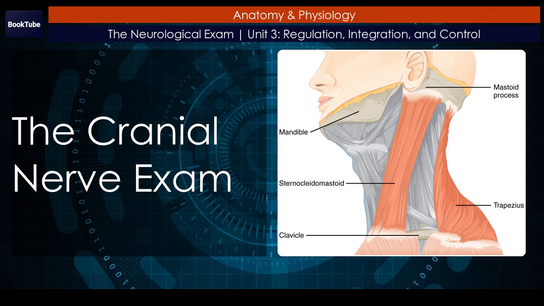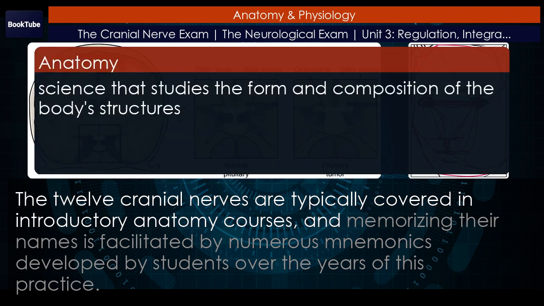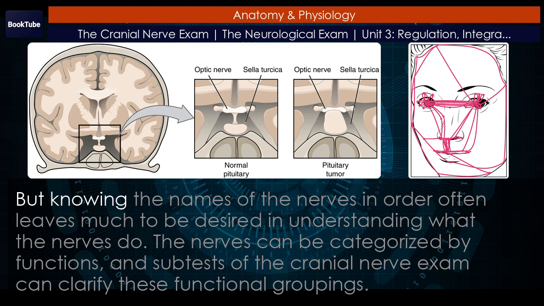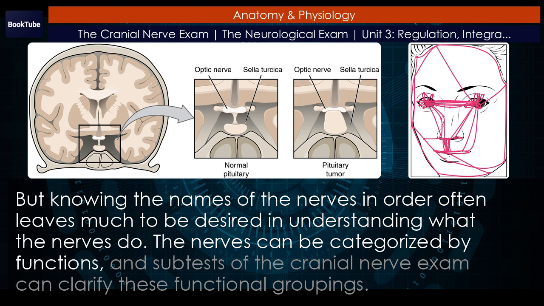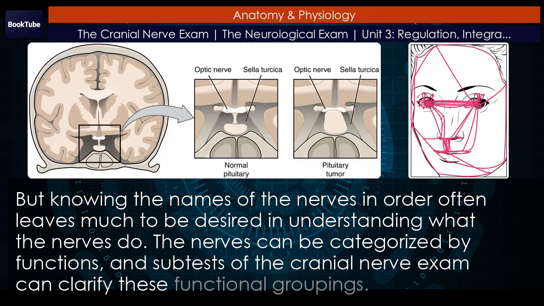The cranial nerve exam. The 12 cranial nerves are typically covered in introductory anatomy courses, and memorizing their names is facilitated by numerous mnemonics developed by students over the years of this practice. But knowing the names of the nerves in order often leaves much to be desired in understanding what the nerves do. The nerves can be categorized by functions, and subtests of the cranial nerve exam can clarify these functional groupings.